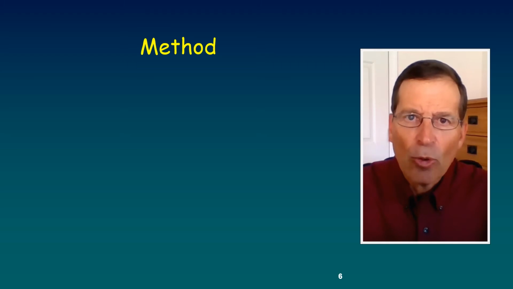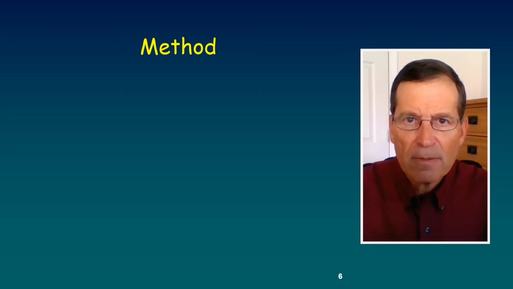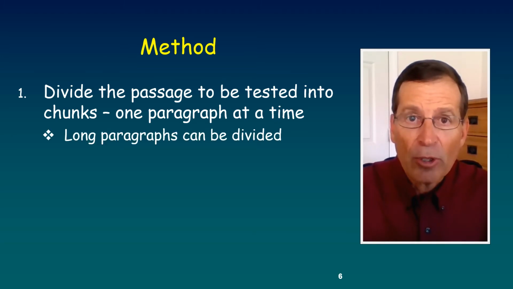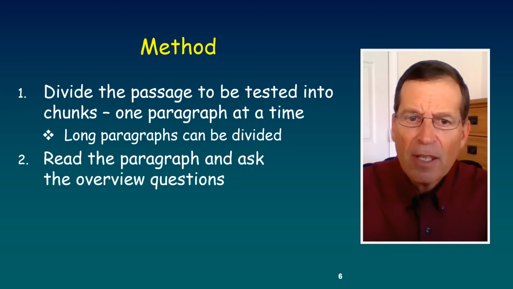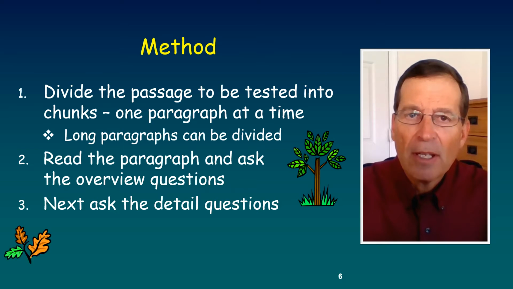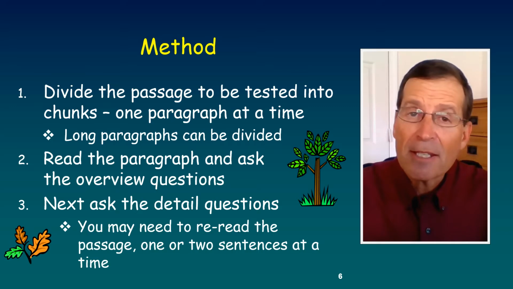Here is the method or procedure for how we will use these two kinds of questions. First, divide the passage to be tested into chunks, one paragraph at a time. Long paragraphs can be divided. Then read the paragraph and ask the overview questions. Next, ask the detail questions. You may need to reread the passage one or two sentences at a time. This is especially true if people are having a hard time remembering or answering the questions.